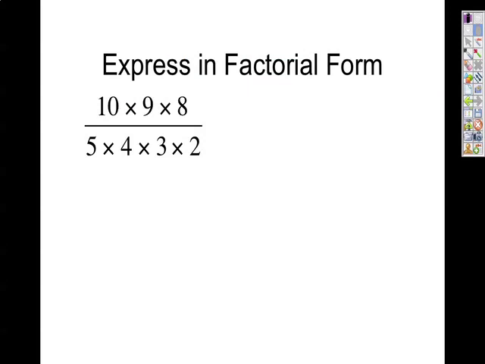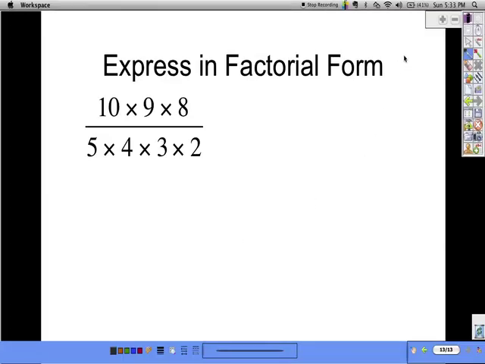One form that's used a lot in counting is factorials, and the factorial is the exclamation point that you see. What it means is take a number and each successively smaller integer after it and multiply. So we want to express this in only factorials. Well, the bottom, we can see that that's 5 factorial.